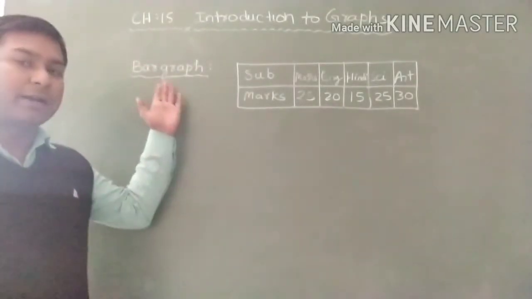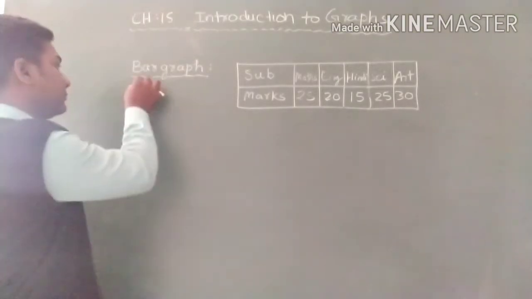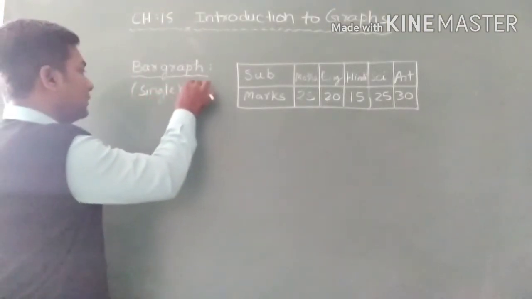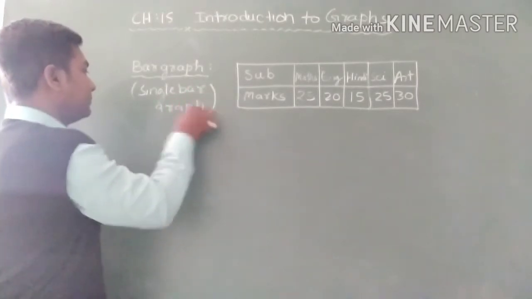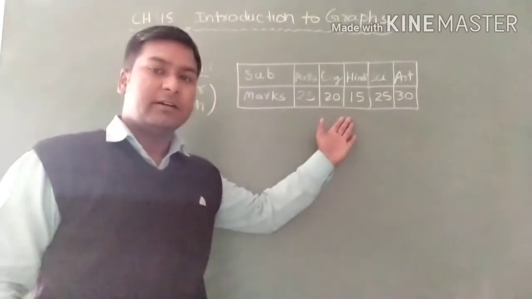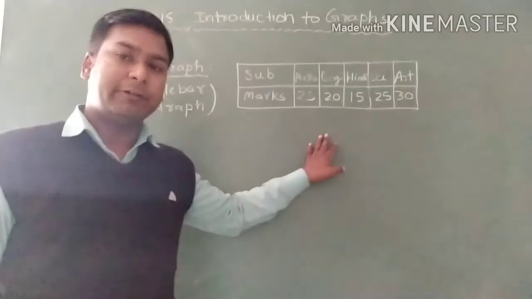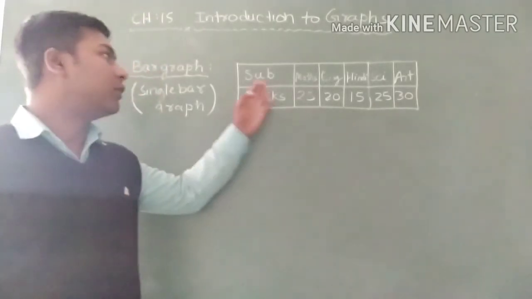The topic is bar graph, and this is the single bar graph. Let's suppose the data is given here and we have to represent this data as a bar graph. This is the visual representation. Now, what data is given?